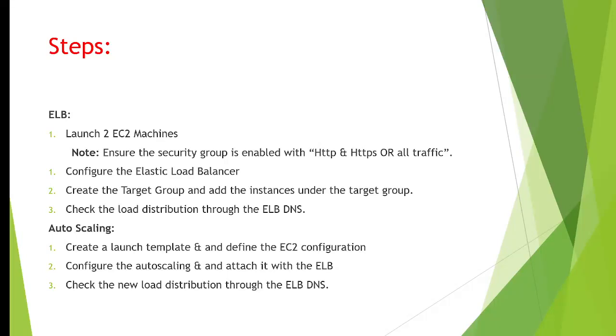First, launch two EC2 machines. Second, configure the elastic load balancer. Third, create the target group and add the instances under the target group. Finally, you can check the load distribution through the ELB DNS. In case of auto scaling, I'm going to create a launch template, define the EC2 configuration, configure the auto scaling and attach it with the ELB. Now check the load distribution through the ELB DNS.